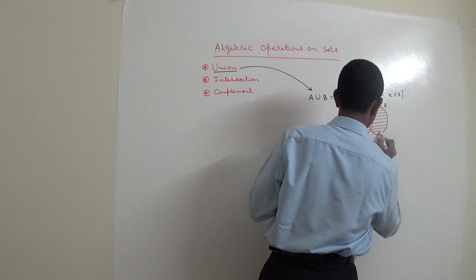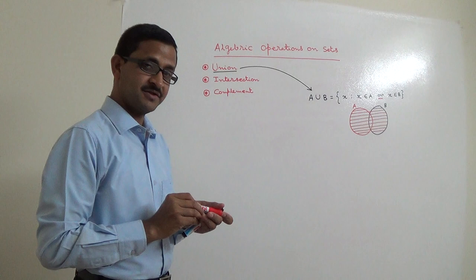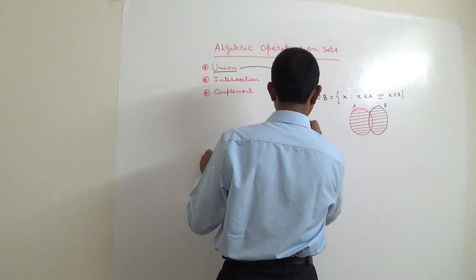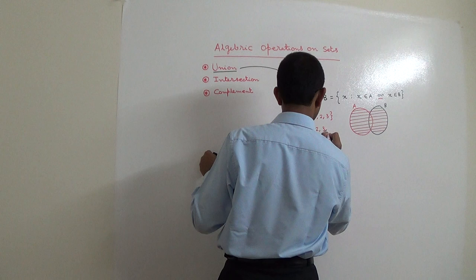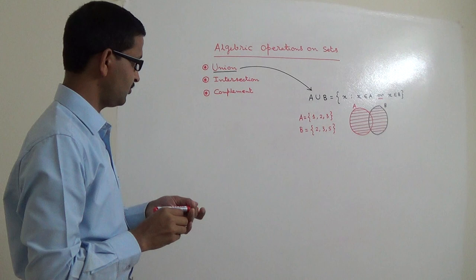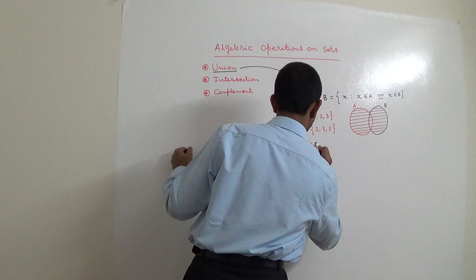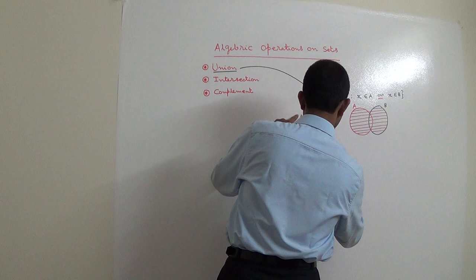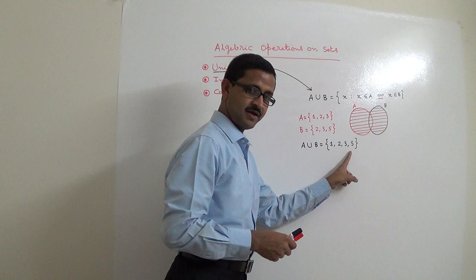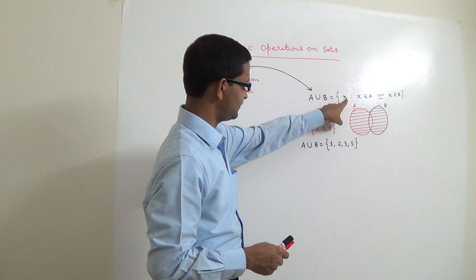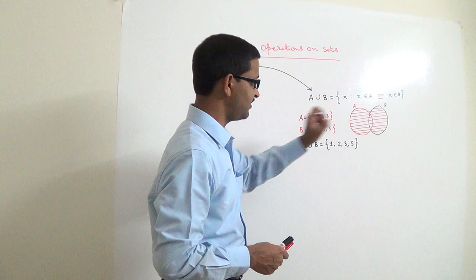Let's take an example so that you can understand in more detail. Let us consider the set A is equal to 1, 2, 3. And let us consider the set B is 2, 3, 5. Then you know what will be A union B? A union B will be 1, 2, 3 and 5. Why is A union B 1, 2, 3 and 5? We can establish it both by means of the description in set builder form and by means of the Venn diagram.